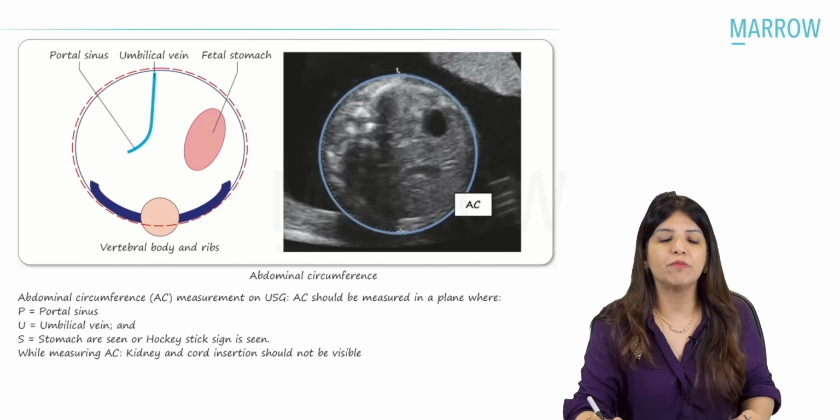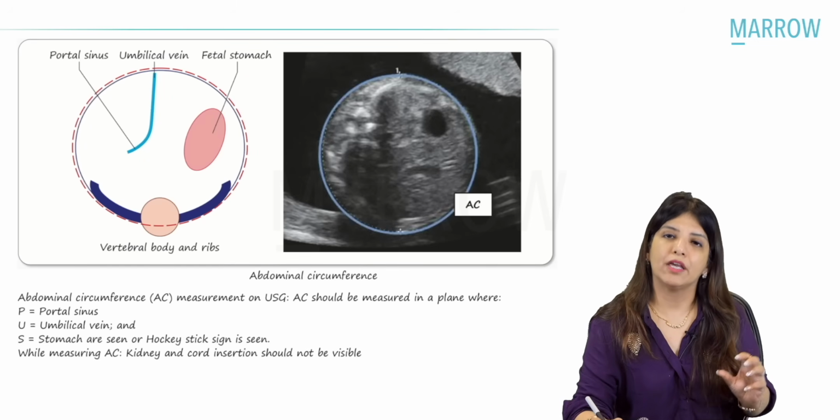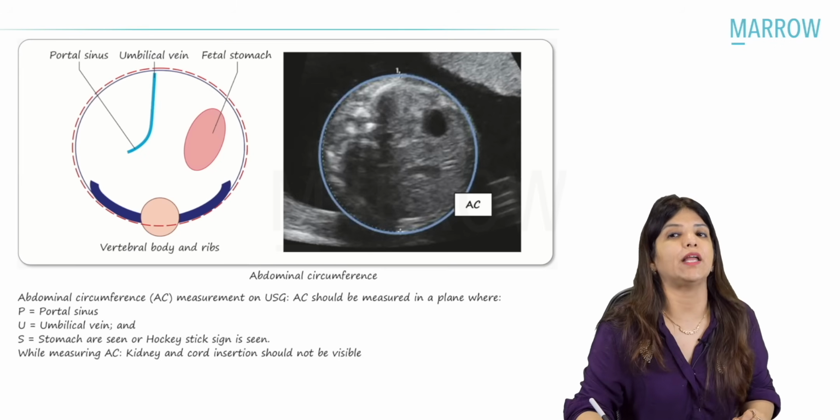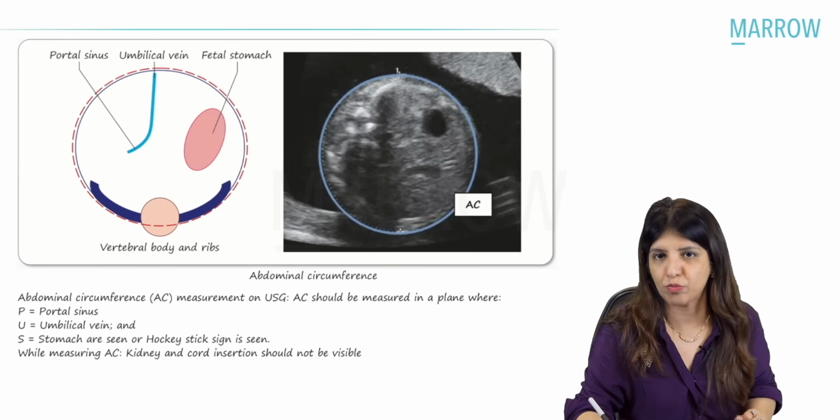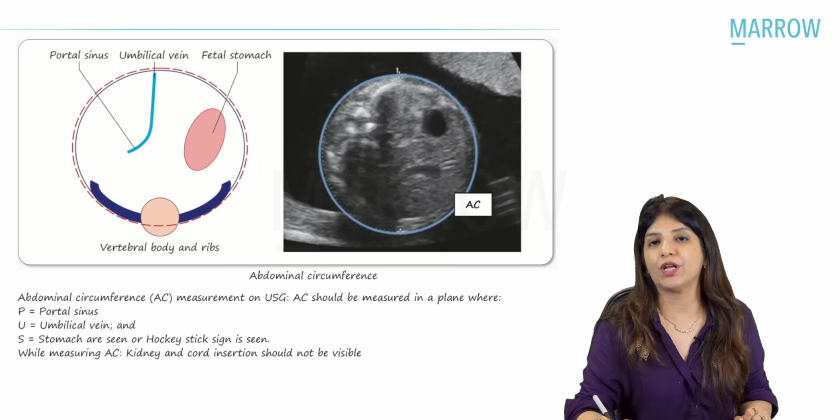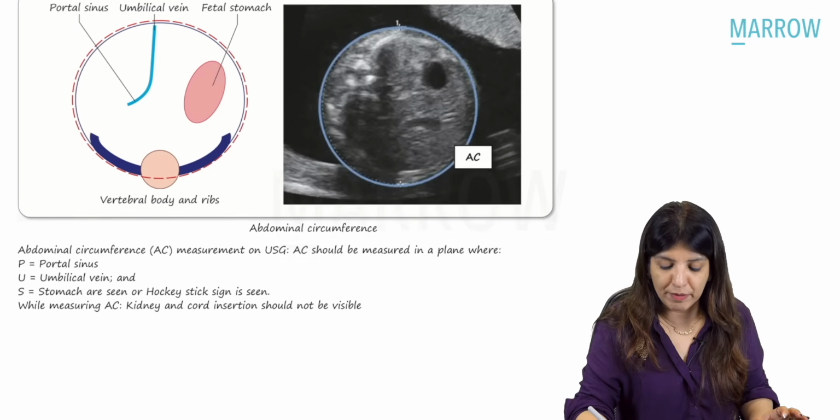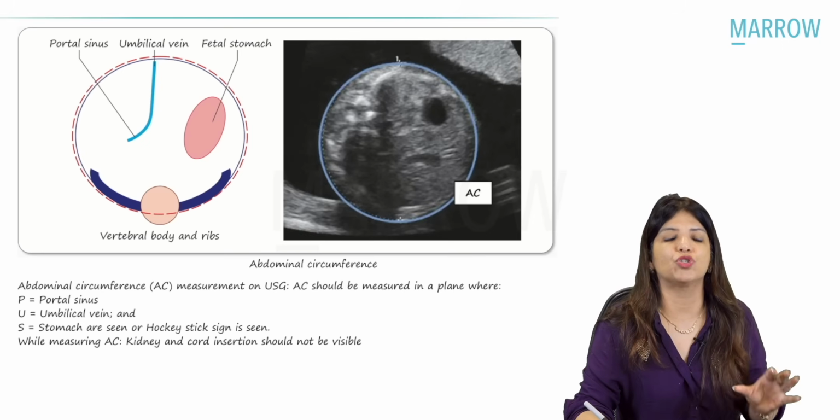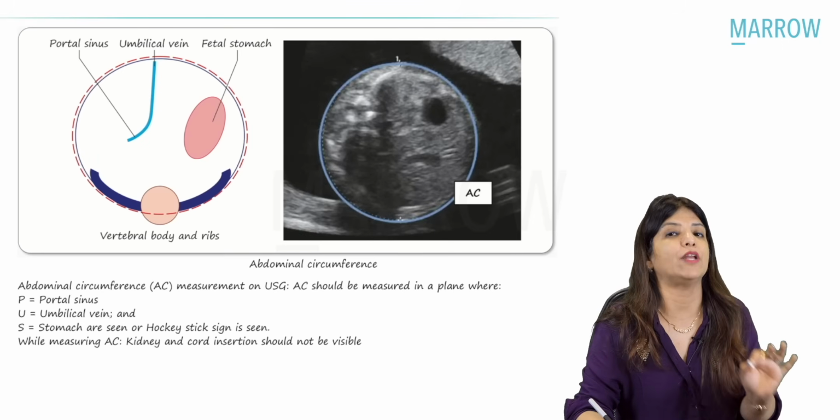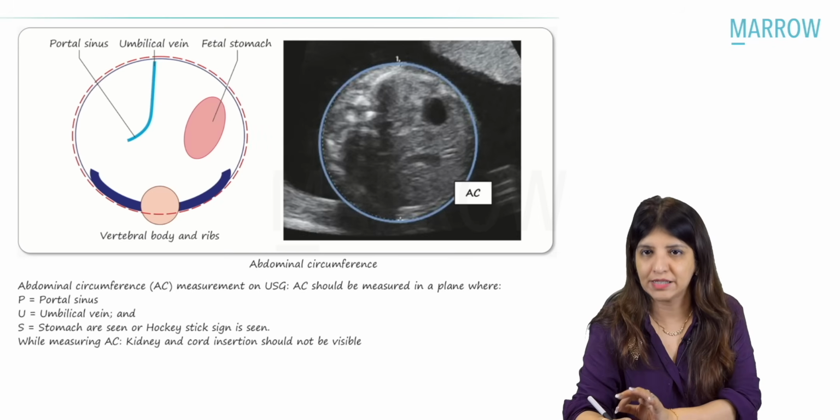Then the next image over here is the image which is showing you the plane in which abdominal circumference has to be measured. Whenever we are measuring abdominal circumference of the fetus, what we have to keep in mind is that 3 structures should be visible, and in that plane you have to measure the abdominal circumference.